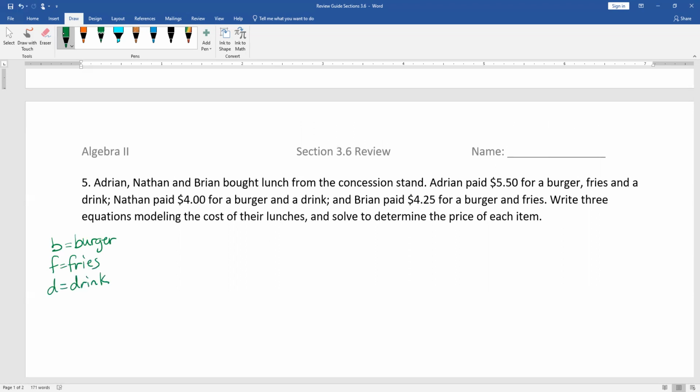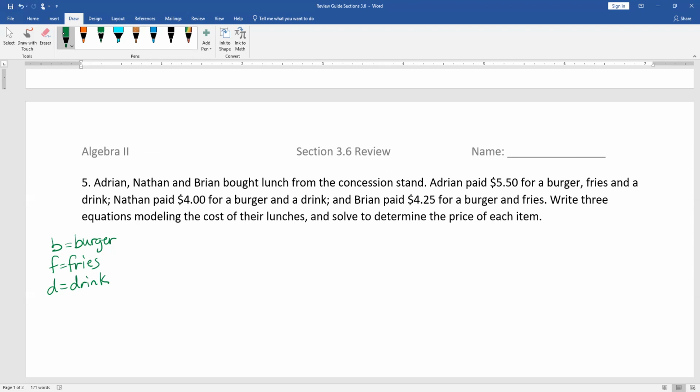All right, now that I've defined my variables, let's go to my problem. Adrian, Nathan, and Brian bought lunch from the concession stand. Adrian paid $5.50 for a burger, fries, and a drink. He got all of it. Nathan paid $4 for a burger and a drink, which means the difference between those two is the price of fries, so $1.50. Brian paid $4.25 for a burger and fries. So we need to write 3 equations that model the cost of their lunches and then solve to determine the price of each item. Like I said, pretty easy to figure out, so you know what your answer is going to be. But first, let's work on making those equations.